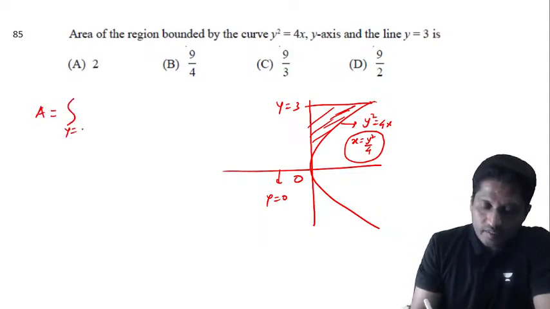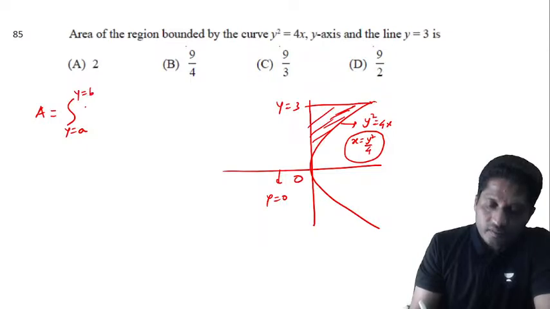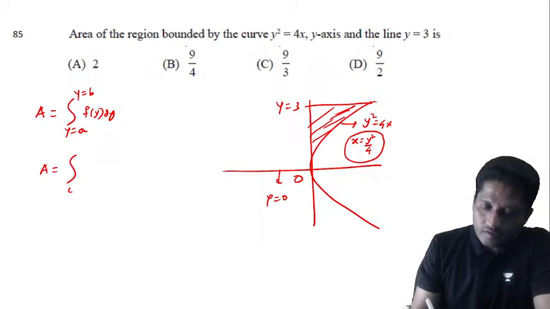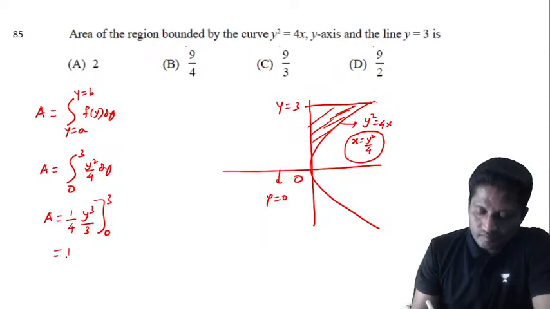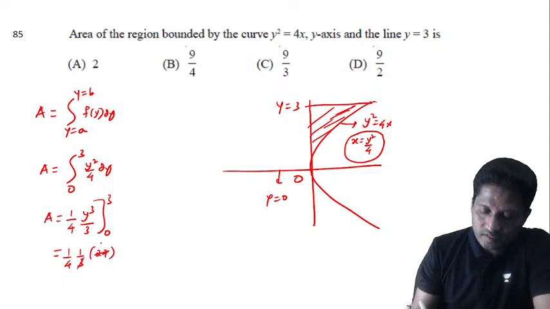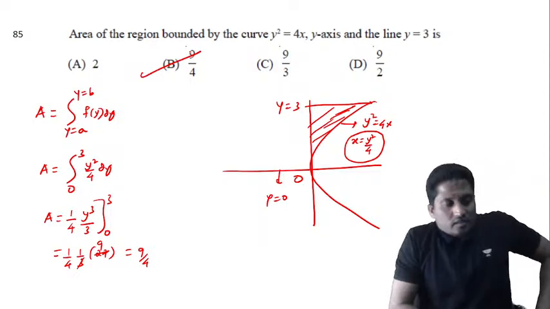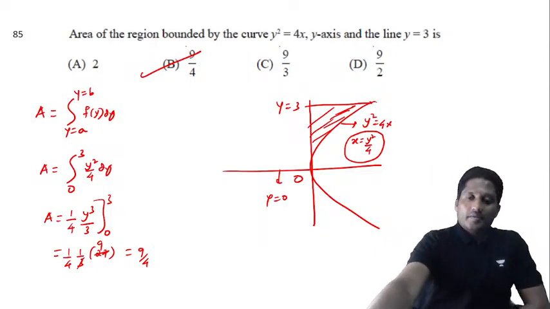Area is equal to integral from y equal to a to y equal to b of f of y dy. This is 0 to 3. Function of y will be equal to y square by 4 and then dy. Y to the power of 3 divided by 3, 0 to 3. 1 by 4, 1 by 3. 3 cube is 27. Lower limit is 0. This will cancel 9 times. You will get 9 by 4 square units. Okay, answer is option B only.